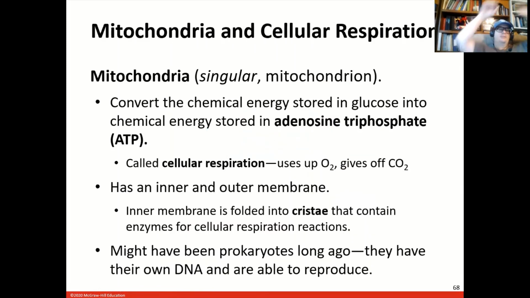All right, so now let's talk about mitochondria. I know. Mitochondria, powerhouse of the cell. It's totally true. But the way I like to think about it, the mitochondria is like a power plant, okay?